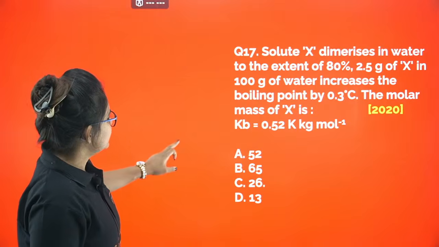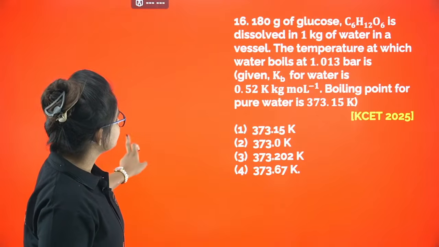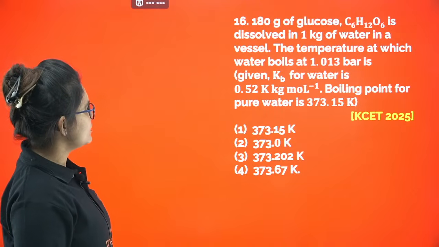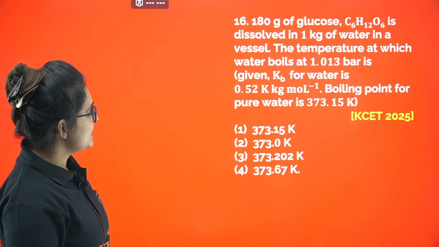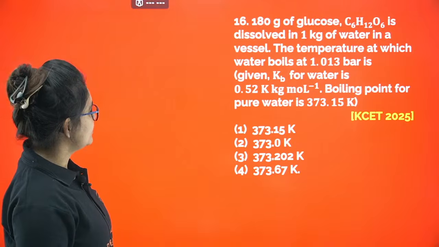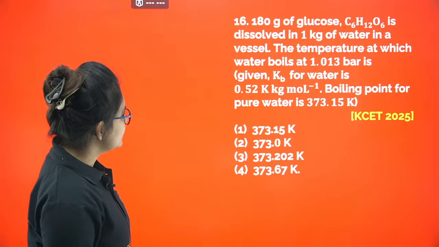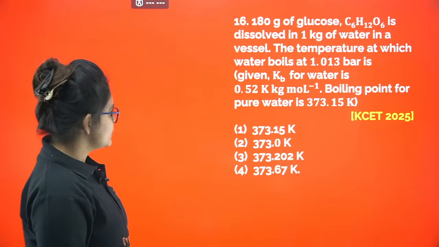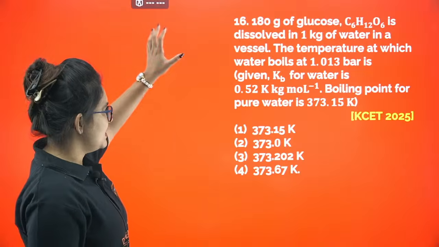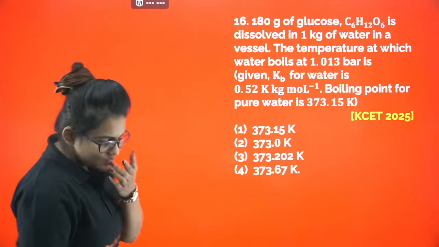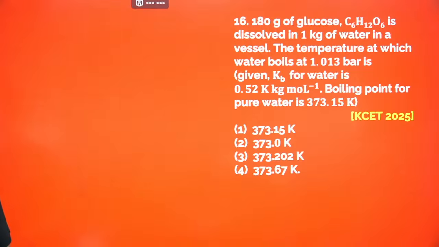Okay, so here comes the next question. 180 gram of glucose is dissolved in 1 kg of water in a vessel. The temperature at which water boils at 1.013 bar is this. The Kb value is also given. So you have to find the temperature at which the water will start to boil. Let's proceed with the problem.